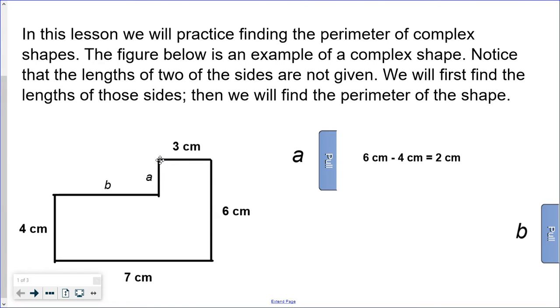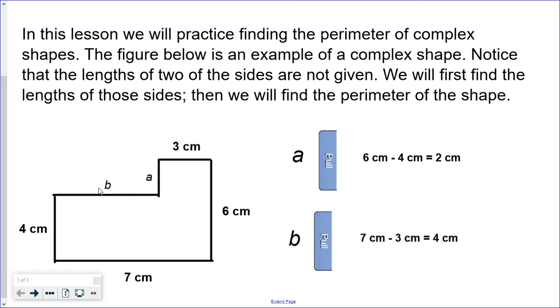And also by looking at the shape, if I took this line right here and I were to combine it with this line right here, it should equal 7 centimeters. So what I'm going to do is take the long parallel side, which is 7 centimeters, and subtract the shorter one, which is 3 centimeters. To figure out what letter B is, I take 7 minus 3, and that tells me letter B is 4 centimeters.